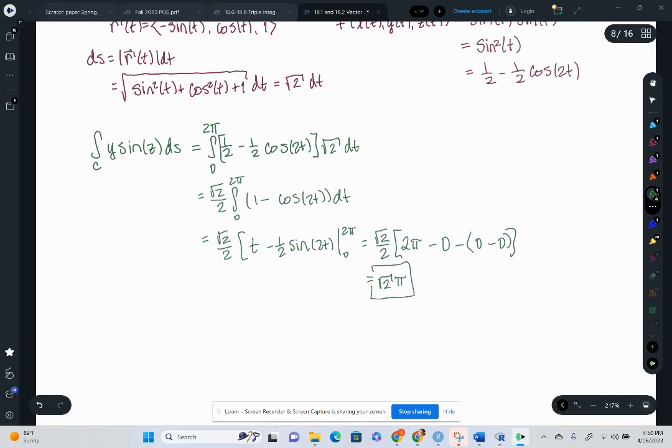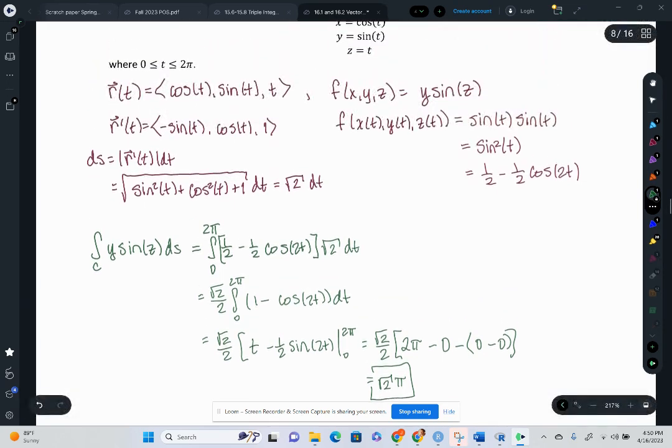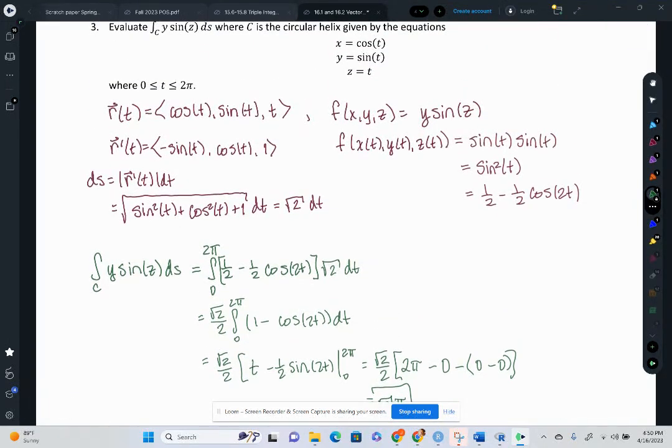And that's it. So that was looking at a three-dimensional case where our scalar function is f of x, y, z, and now we have a three-component parametrization. And in this one, they gave it to us. We didn't have to come up with it, which is nice.